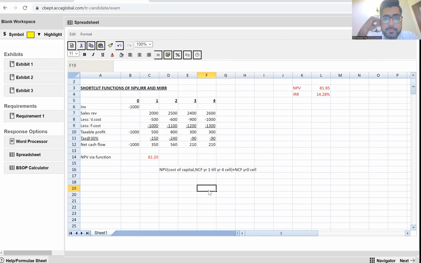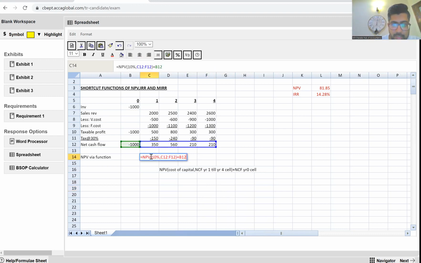And you got the NPV. Okay, this is what I did. To find NPV via function, I open the cell, equals to NPV, comma, bracket open, cost of capital percentage. So cost of capital percentage is 10%, comma, NCF till year 1. So C12 till is 2. NCF till last year, F12, bracket close, plus NCF year 0 cell, B12. NPV. Okay.